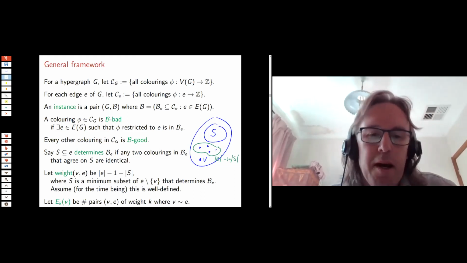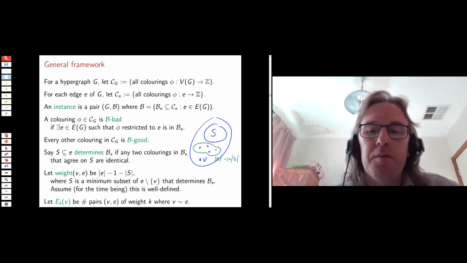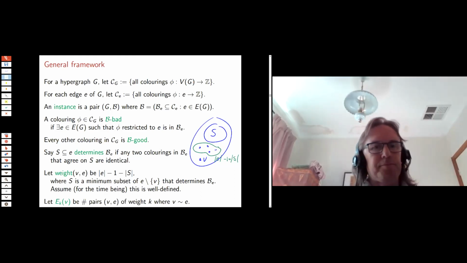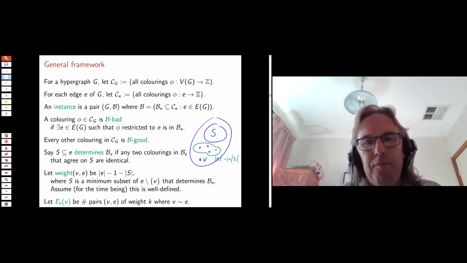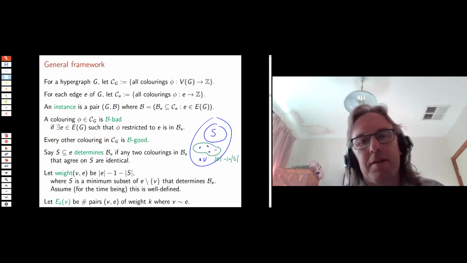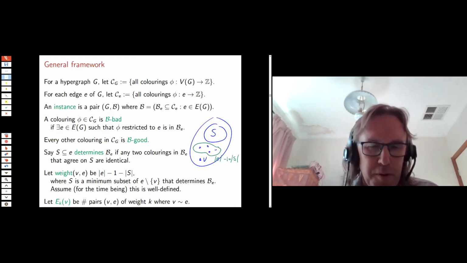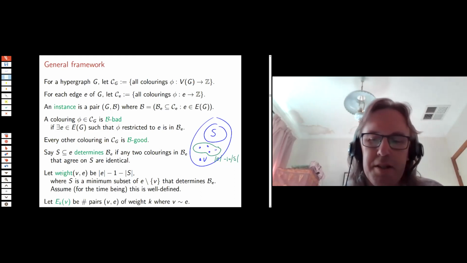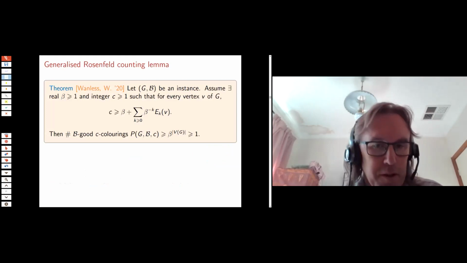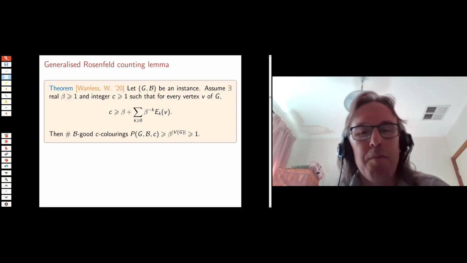And now I care about the number of pairs of given weight. Let's denote that by E sub k of V, the number of pairs (V, E) of weight k. And now this setup is designed so that the previous proof works in this much more general setting. And really everything that we did in the previous proof extends to this setting, and we get the following theorem. I'm not going to reprove it because it truly is identical to what we did previously, but now it's in this abstract setting.